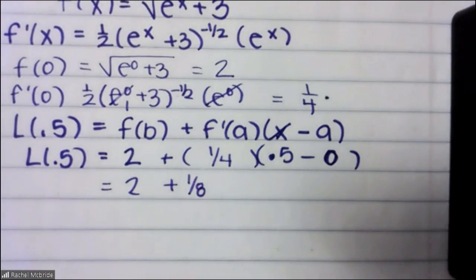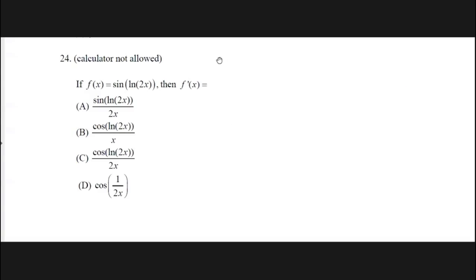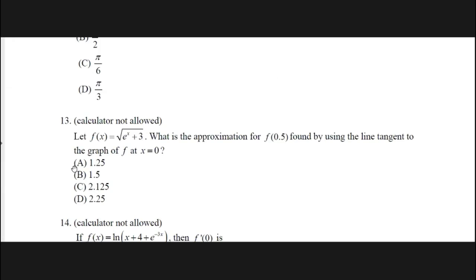So if I go back to that packet, I'm in the wrong packet, sorry. It can't be A, can't be B, because my answer is 2. So then I have to determine, is it C or D? Well, D would be 2 1/4. So I just said this was 2 plus 1/8, so that makes my answer choice C.